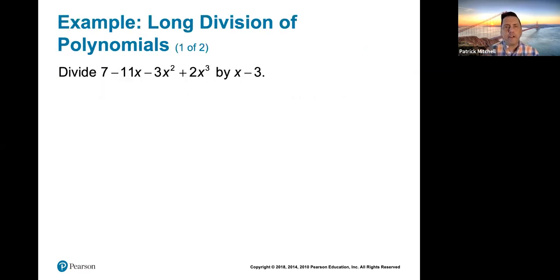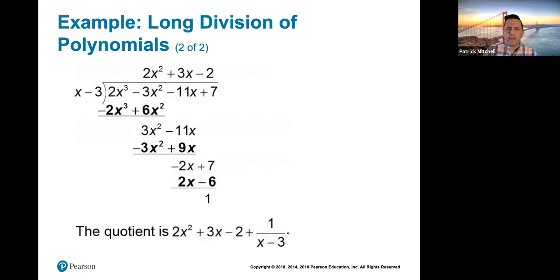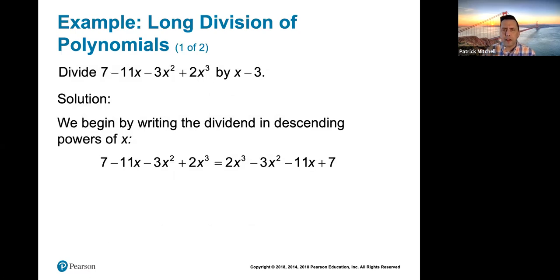All right, so here's our first example. We're going to divide 7 minus 11x minus 3x squared plus 2x cubed by x minus 3. So I'm going to do all of these division problems on the tablet. Notice first we have to start by writing the dividend in descending powers of x. Because really this is not going to make any sense to you at all if I just show you this. Even if I talk you through it, it'll make a lot more sense if you actually watch me do it. So I'm going to switch over to the tablet where I already have this problem written down.